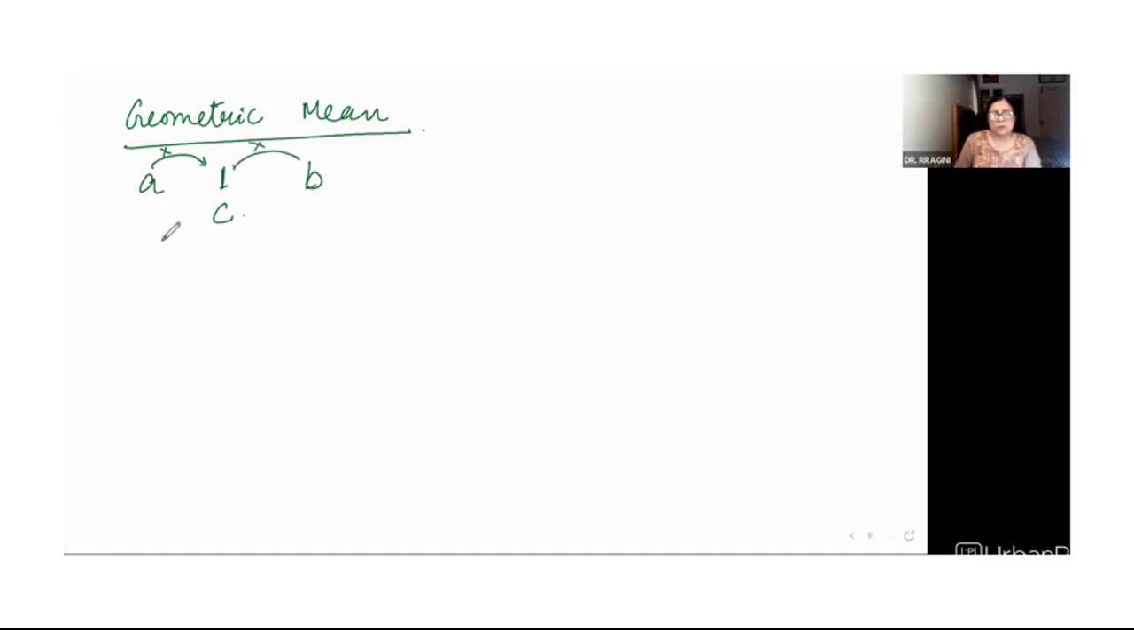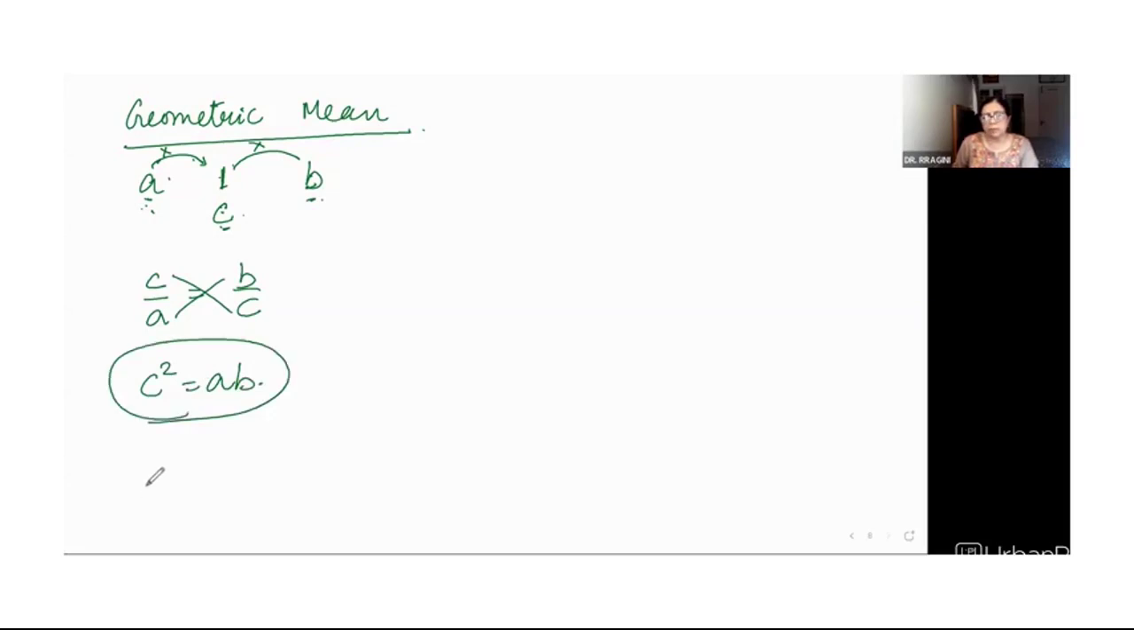That means C divided by A will be equal to B divided by C. The ratio between C and A is the same as the ratio between B and C. Geometric progression works on common ratio. Arithmetic progression works on common difference. So the common ratio between C and A is equal to the ratio between B and C. So we get C square is equal to A into B.